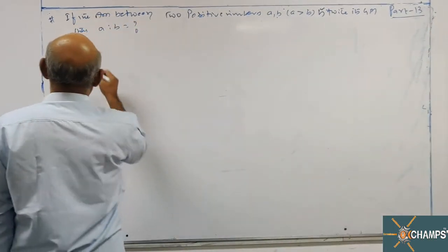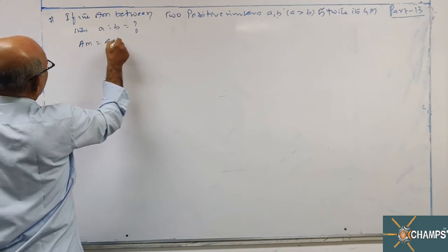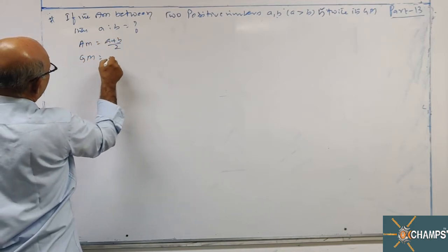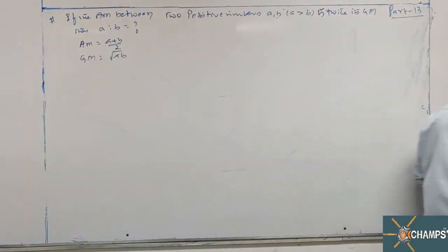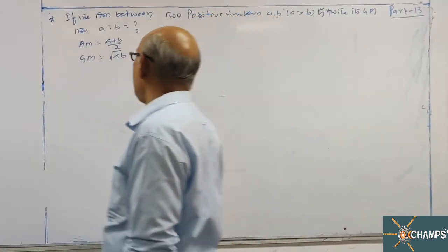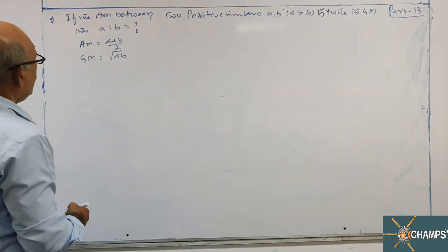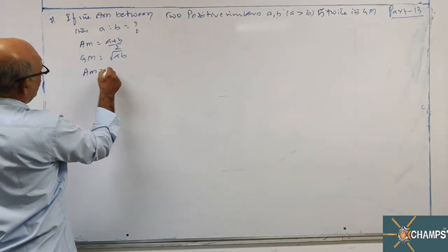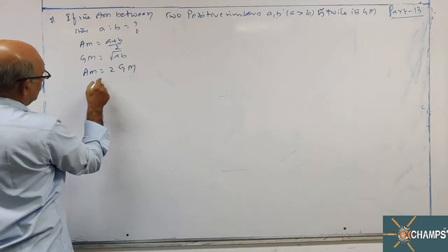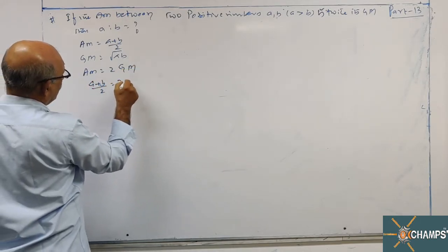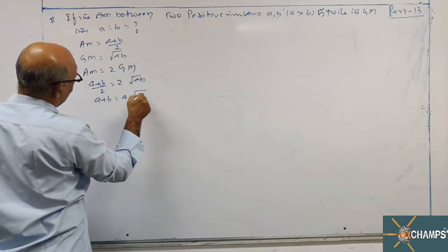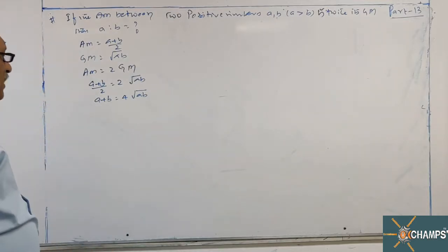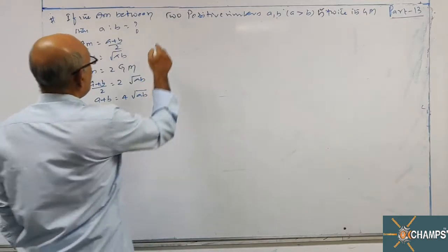Now sir, arithmetic mean is equal to A plus B by 2. Geometric mean is equal to root AB, when two numbers are given. Given arithmetic mean is equal to 2 times geometric mean, A plus B by 2 is equal to 2 times root AB. A plus B is equal to 4 into root AB.